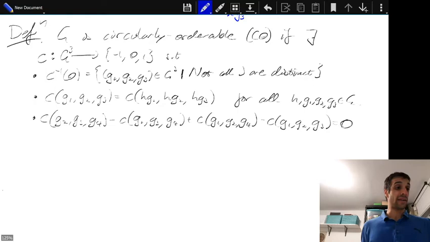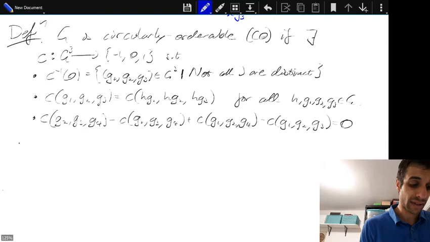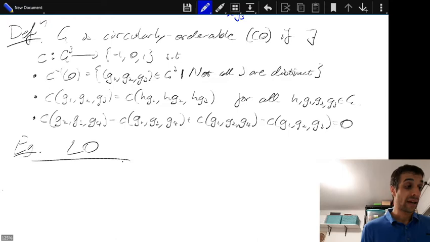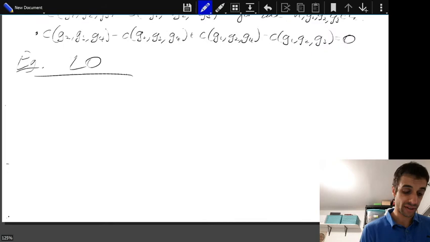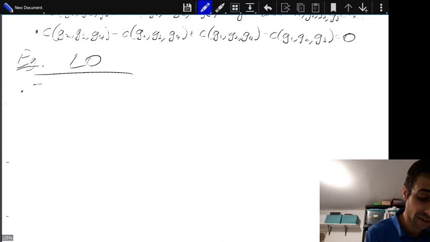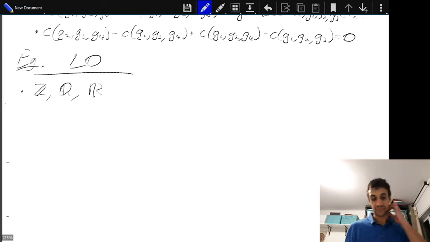So let's have a look at some examples, examples of both left-orderable and circularly orderable groups. For left-orderable groups, let's start with the ones that you'd hope are examples, otherwise you've probably made a bad decision. The integers, the rationals, the reals are all left-orderable groups. There are two left orderings you can put on the integers, two on the rationals, and uncountably many left orderings you can put on the reals.